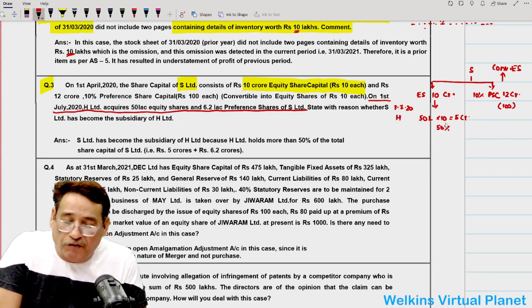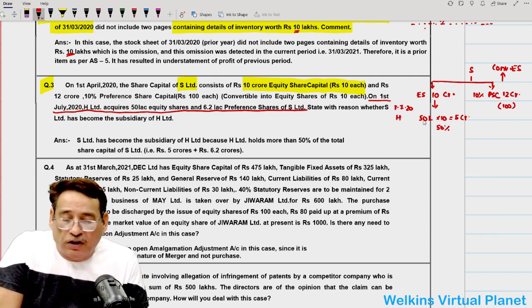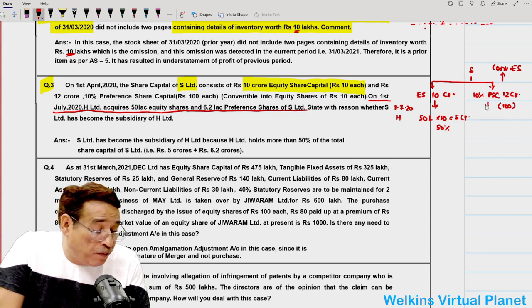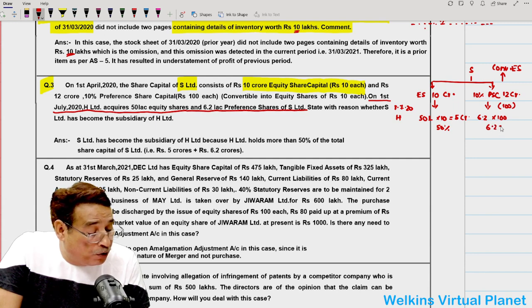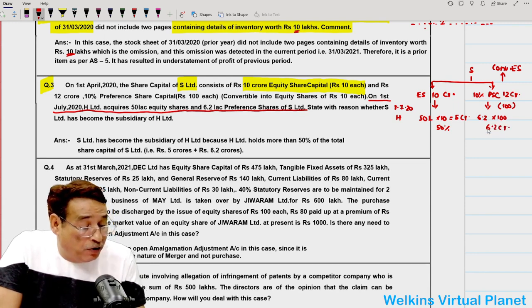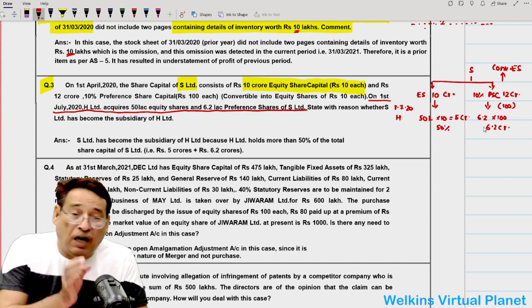It is exactly 50%. Further, not only did they acquire this amount, they also acquired 10% preference share capital to the extent of 6.2 lakh shares. And one share is of rupees 100 each. So that comes to near about 6.2 crores. Out of 12 crores, now 6.2 crores worth of preference share capital is also in our hand.